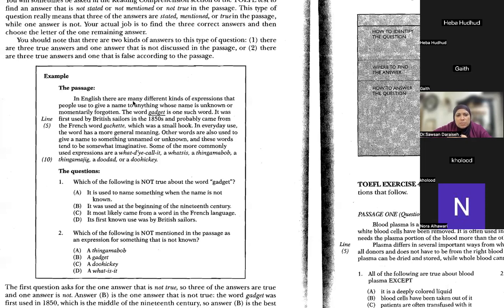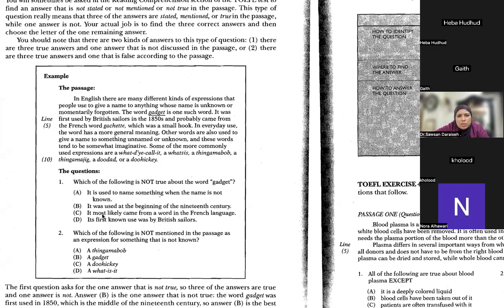And the last sentence. Its first known use was by British sailors. Yes, see, by British sailors, yes, it was first used. So, guys, we want to find what? Which one is not true?